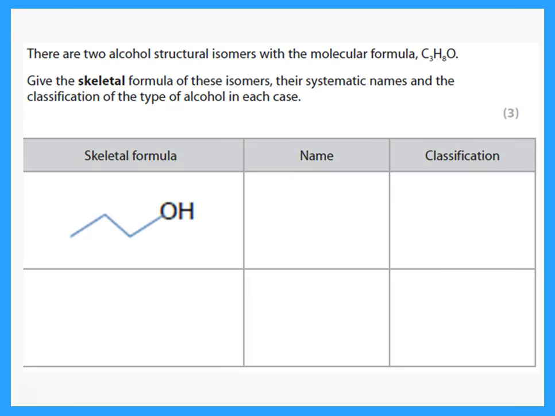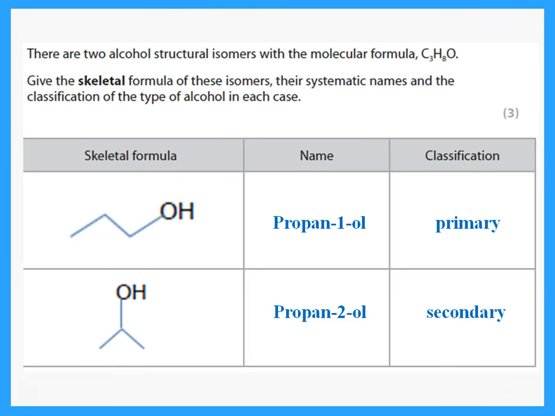and that means that this is a primary alcohol. And what would be its name? This is propane 1-ol. Now, what would be the isomers of that? The isomer of that is when I put the OH in the middle. So if I put the OH in the middle, now what is it called? It is propane 2-ol, and that is a secondary alcohol.